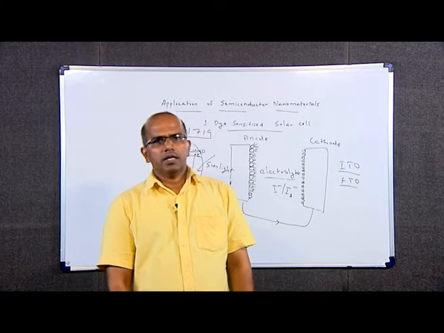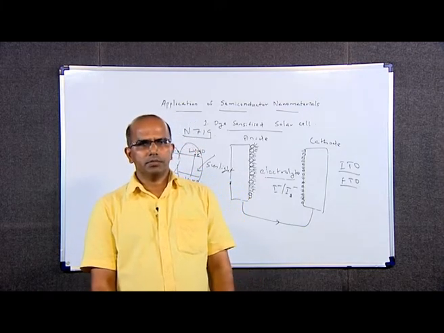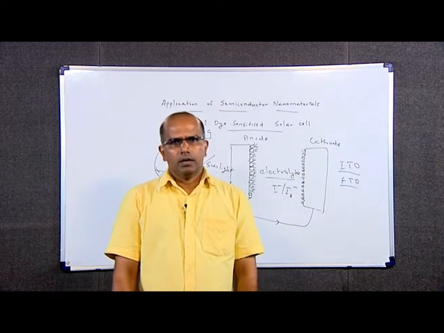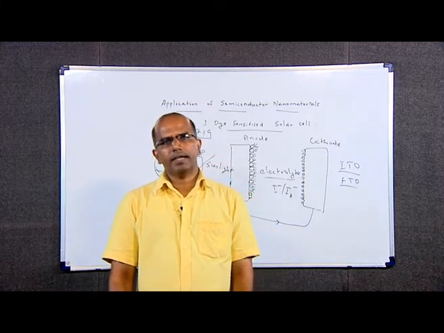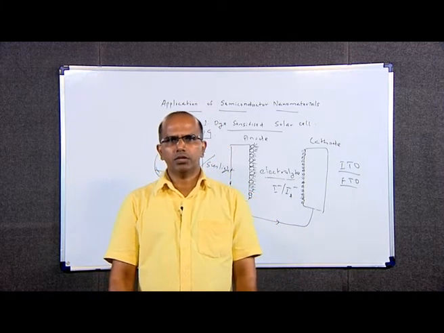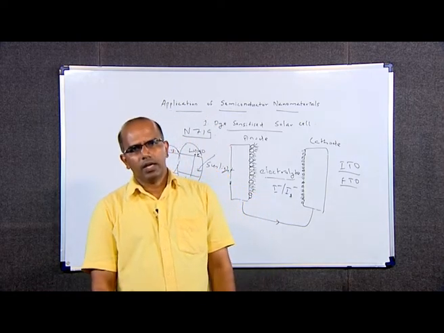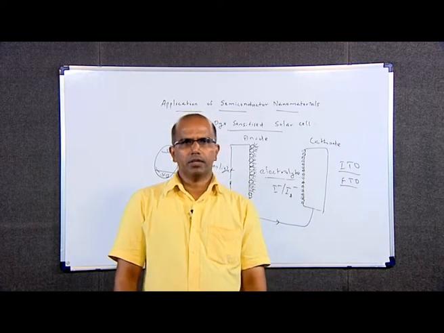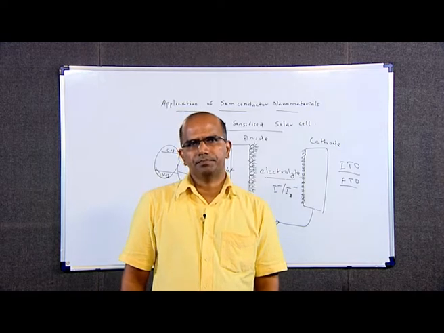Now, the electrolyte used in the dye-sensitized solar cell is a mixture of lithium iodide and iodine. Along with the lithium iodide and iodine, there will be 1,2-dimethyl-3-propylimidazolium iodide, and also there is an addition of tert-butylpyridine. All these are made in a solution of acetonitrile solvent.